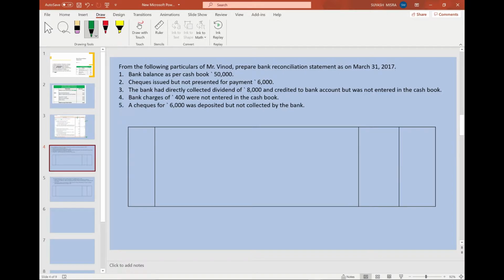So now this is a format. Here I would write bank reconciliation statement of, let's say, Mr. Vinod. If it is ABC Limited, you can write ABC. Here I have Mr. Vinod as on, because it's prepared on the last day, as on 31st March 2017.